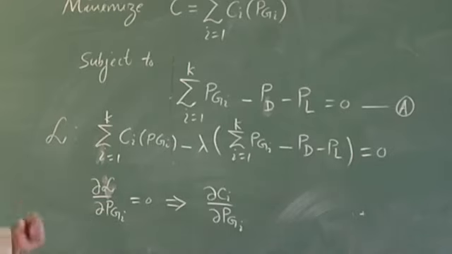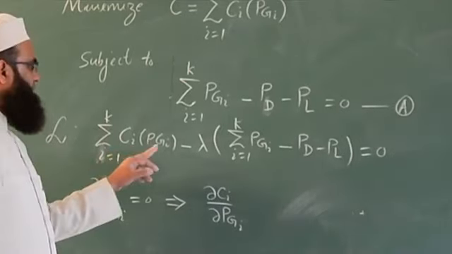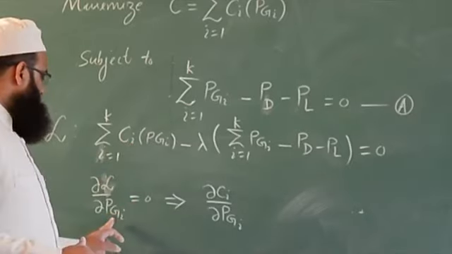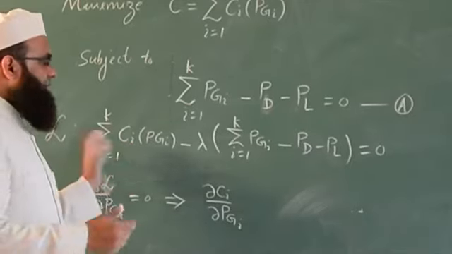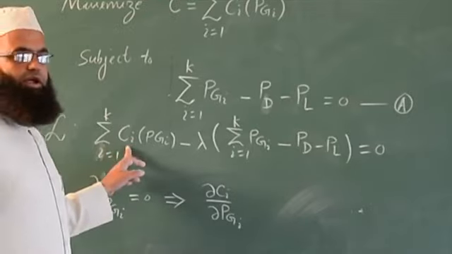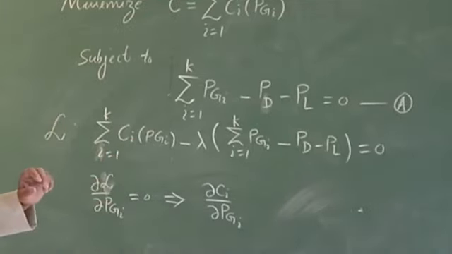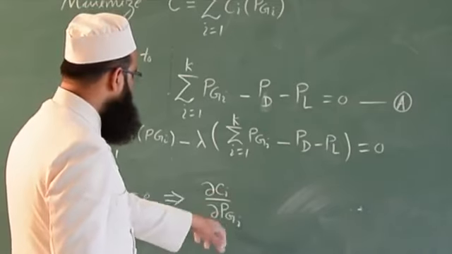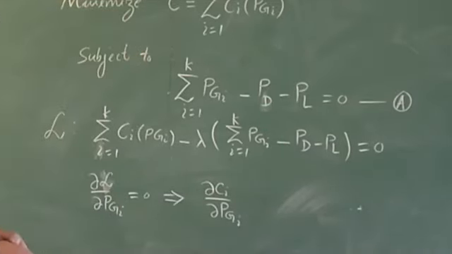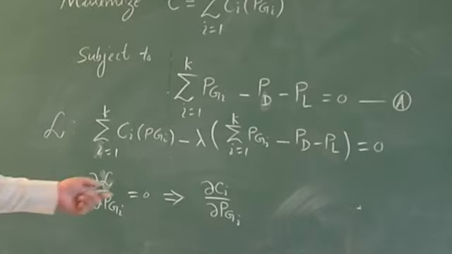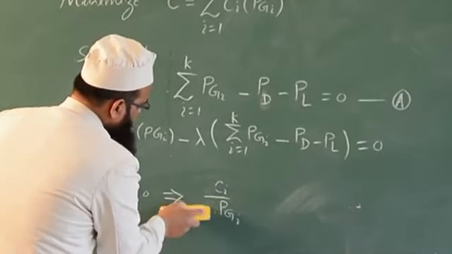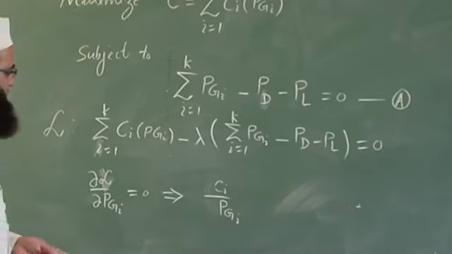Say i is equal to 2. So this will be C1 function of PG1, C2 function of PG2. That will depend on PG2 only. Other terms C1, C3, C4 like that will be independent of PG2. So we will get only del Ci upon del PGi, or we may write dCi upon dPGi. Why? Because Ci is depending only on PGi.